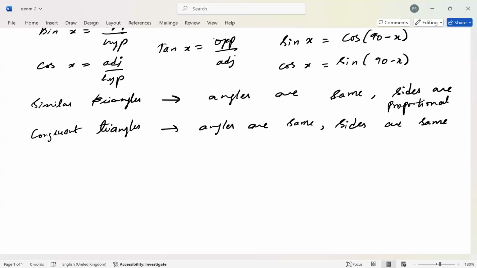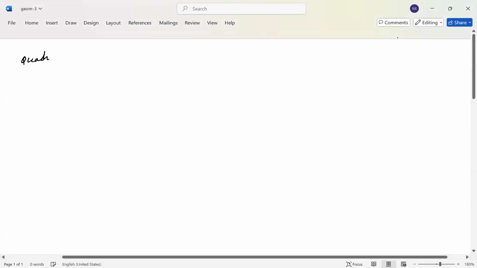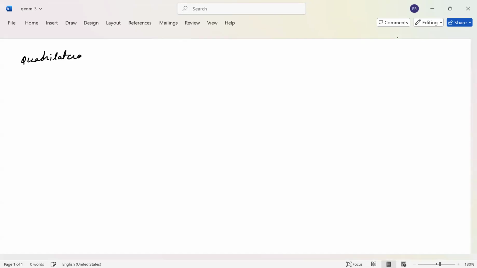Quadrilaterals. Now coming to the quadrilaterals, any four-sided closed figure is a quadrilateral. Sum of the angles for any quadrilateral would be 360 degrees. Square, rectangle, parallelogram, everything is a quadrilateral.